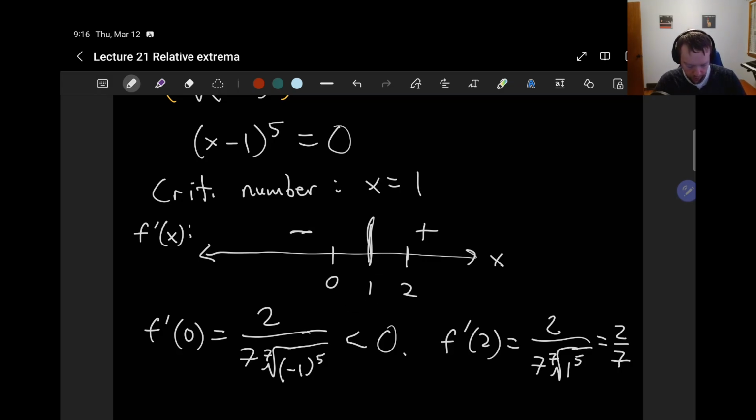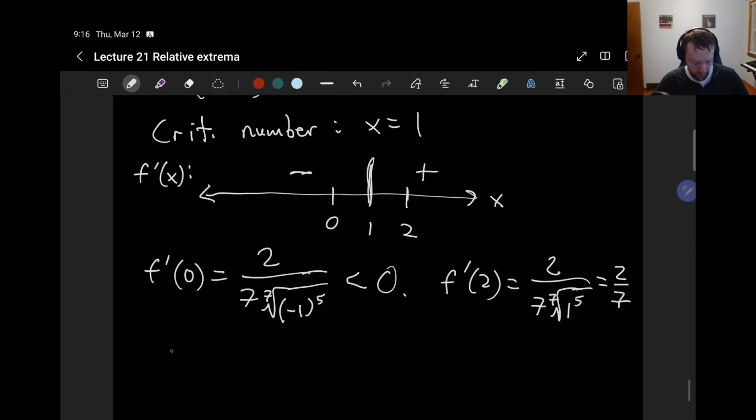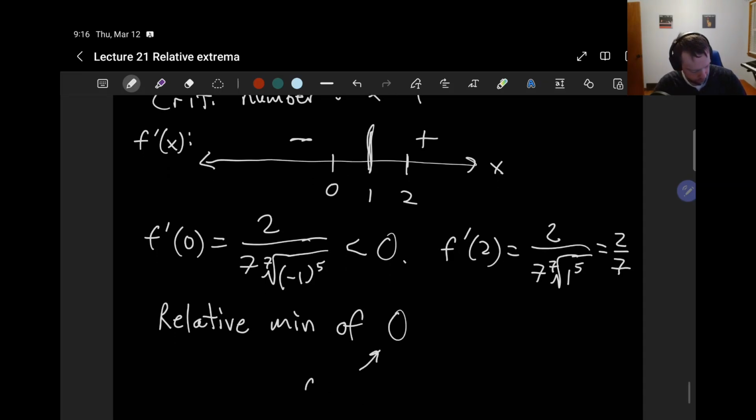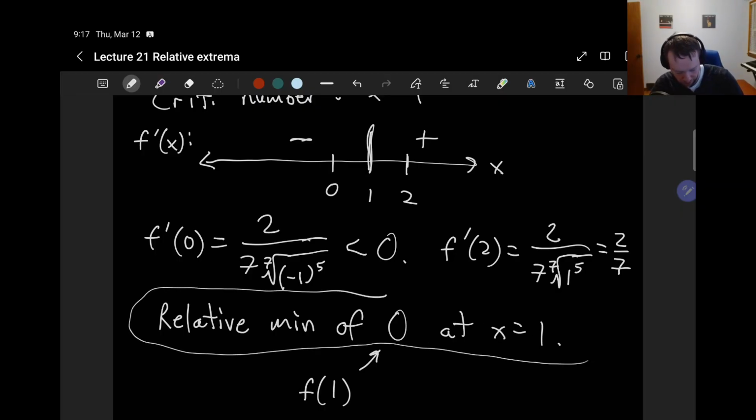So around this critical number of 1, my function f is decreasing on the left side, then we hit 1, and then it's going up from there. So that's a low point, that's like a valley. So that critical point is a relative minimum or local minimum. I'm going to say of 0 because that's the y value. If you check, you plug 1 into the original f. But I'll spare you those details.